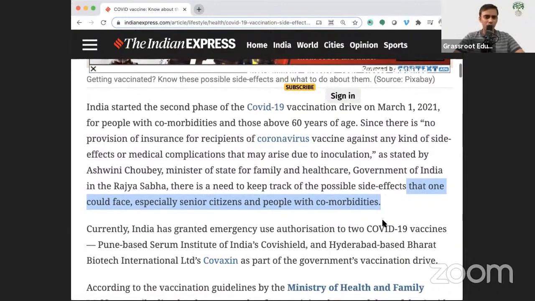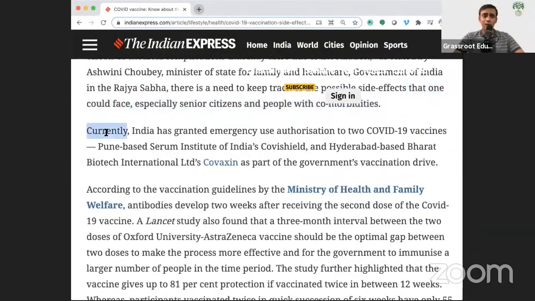Good, Gagandeep. Dylan. Now, right now, India has granted emergency use authorization to two COVID-19 vaccines. One, Pune-based Serum Institute of India's Covishield and Hyderabad-based Bharat Biotech International Limited's Covaxin as part of the government's vaccination drive. Simple. Okay, so why am I using the word granted? I can also use the word given. India has given emergency use authorization. Which one do you think is a better choice? Granted or given?